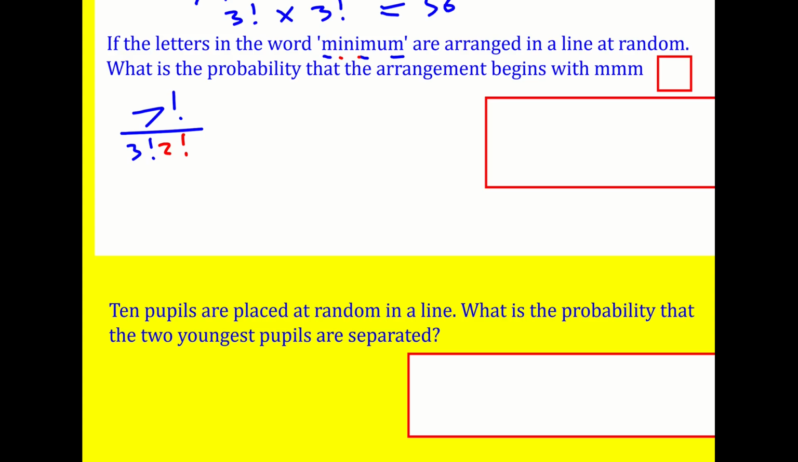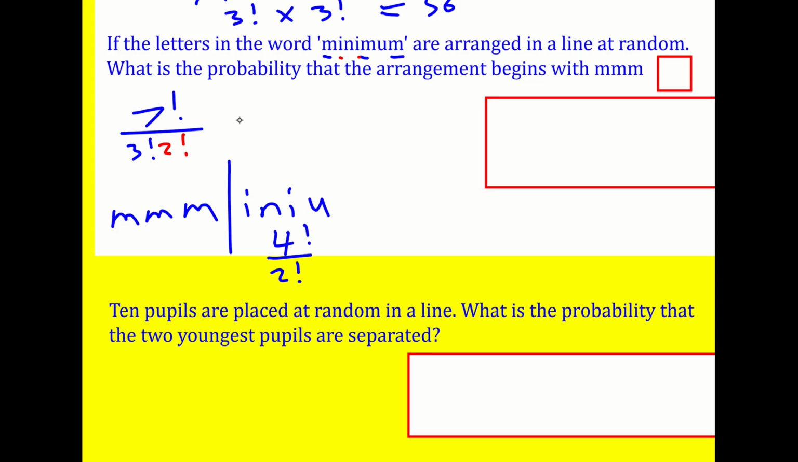What happens if I have to put MMM at the start? Okay, so I'm now kind of fixed with that, and I'm going to be left with I, N, I, U. These are fixed, so actually the only ones I can move around, because I don't care what happens if I move these around, it'll be the same, are the I, N, I, U, and there's going to be 4 factorial ways of doing this, but then I divide by 2 factorial. And then finally, the probability is going to be this divided by this.